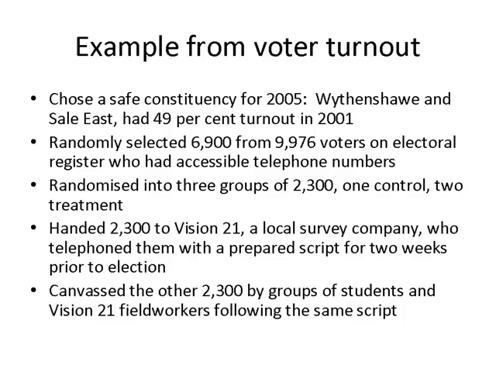And I'll talk about an example which I did when I first came to Manchester. In fact, I came to Manchester in 2004 and dived into experiments with wild abandon, as it were. There was a general election coming up, and I decided, couldn't we raise turnout in the election through a quasi-experiment? So we chose a safe constituency, Wythenshawe. We randomly selected voters from the electoral register who had accessible telephone lines. We randomised them into three groups, and we handed one group to a local survey company to telephone them.